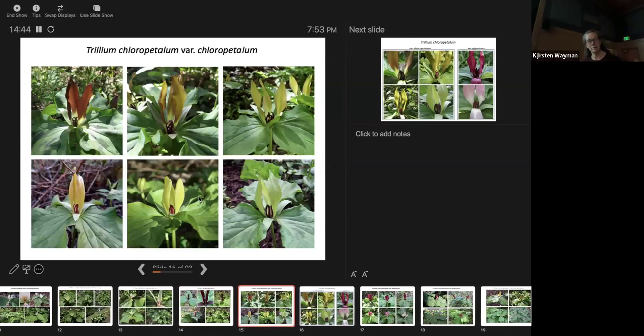Trillium chloropetalum has two varieties. One is variety chloropetalum. And as you can see from this slide, we've got lots of petal colors here. So we've got maroon to this lighter brownish, to bronze, to orange, to yellow, to green. Lots of petal color variation. And in any given population of Trillium chloropetalum, variety chloropetalum, you're going to see every single one of these petal colors. So lots of variation in petal color, and also we'll see in petal shape as well.